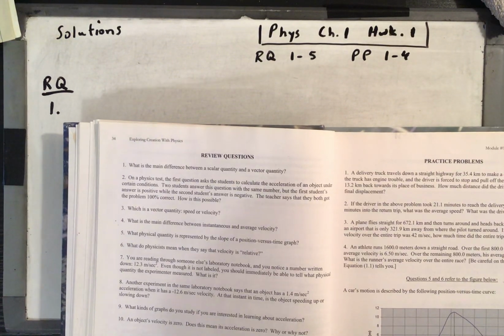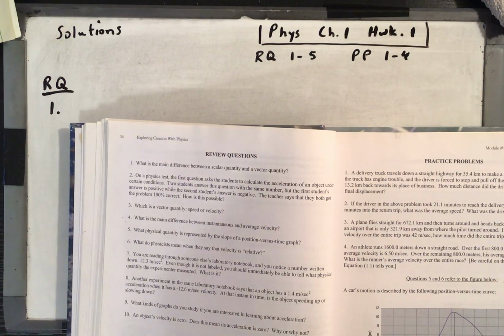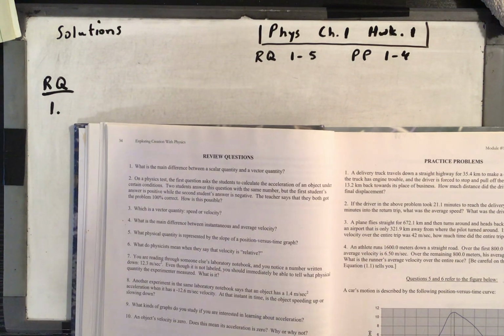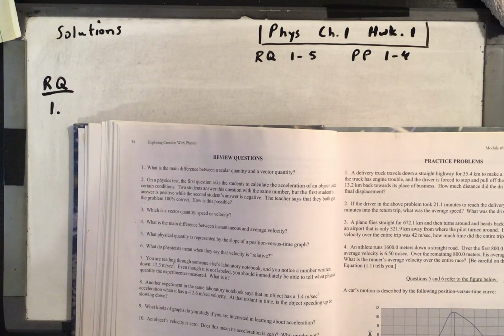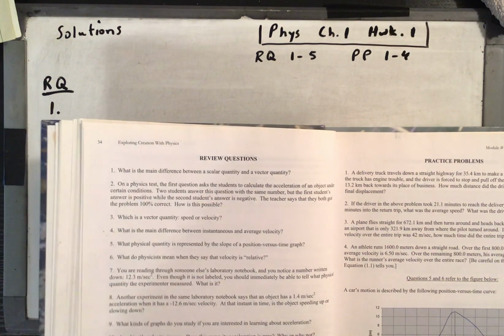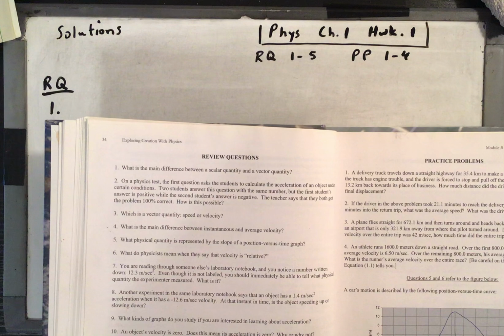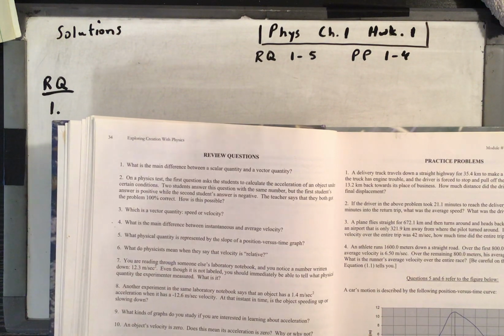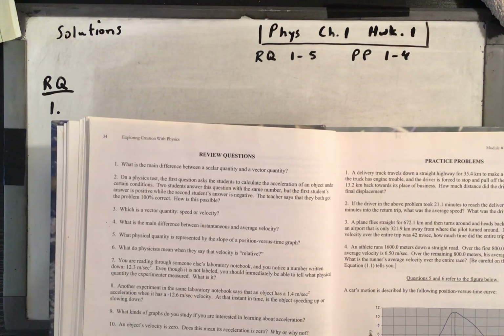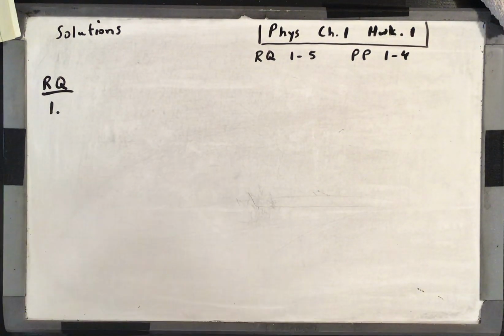Okay, this is the solutions video for the first homework assignment in chapter 1. And we're on page 34 and 35. I will be just reading. I won't be putting the book underneath the camera the whole time. Just be reading it to you, except if we're doing a graph or something like that. So, review question number 1. Please just correct your answers if you got them wrong.